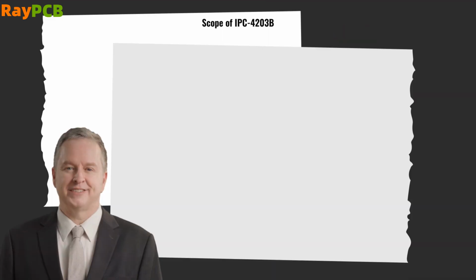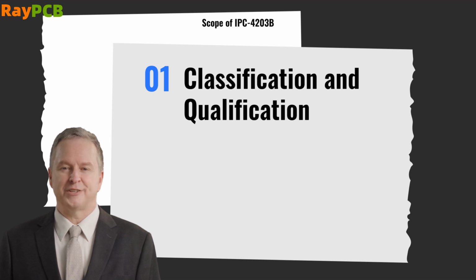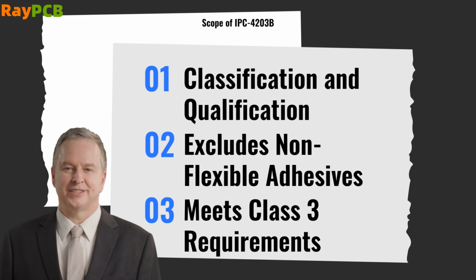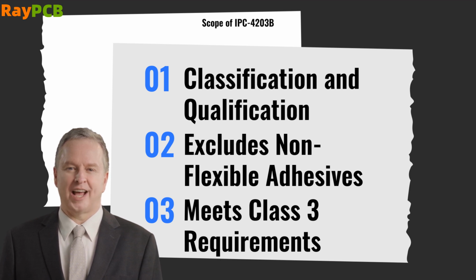This standard is crucial for ensuring the quality and reliability of dielectric films used in flexible circuits. The scope of IPC 4203B encompasses classification, qualification, and quality conformance for dielectric films in flexible printed circuitry. It excludes non-flexible adhesives and liquid-applied cover coat, superseding IPC FC 232C and IPC FC 233A. The standard meets or exceeds Class 3 requirements, ensuring high-quality materials for advanced applications.